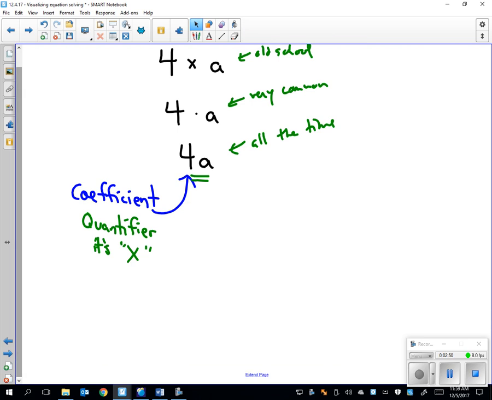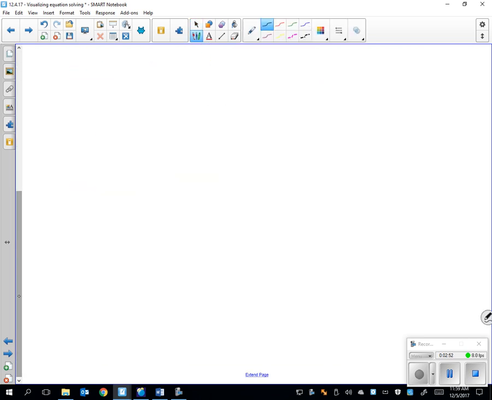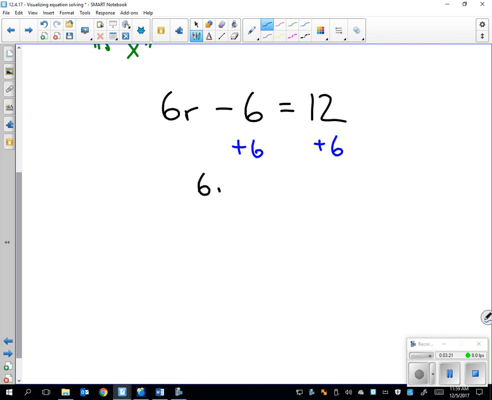All right. I had somebody come up to me today, and they sat down with their homework, and they said, my dad showed me a quicker and easier way. Let me show you what they did, okay? My dad showed me a quick and easier way. 6r minus 6 is equal to 12. My dad's way makes so much more sense to me. They did this. Okay, so that's a minus 6. I'm going to add 6. And that's a multiply by 6. So I'm going to divide by 6.